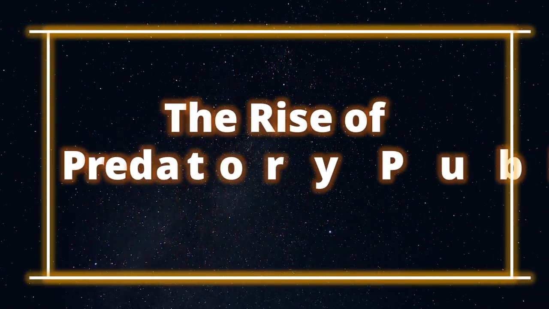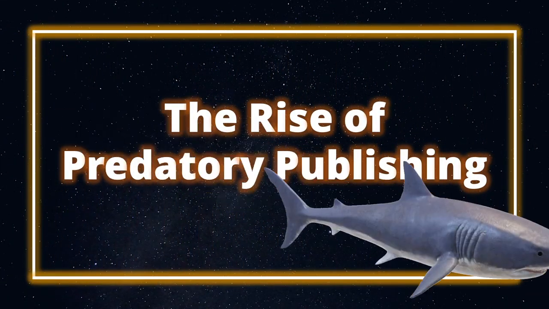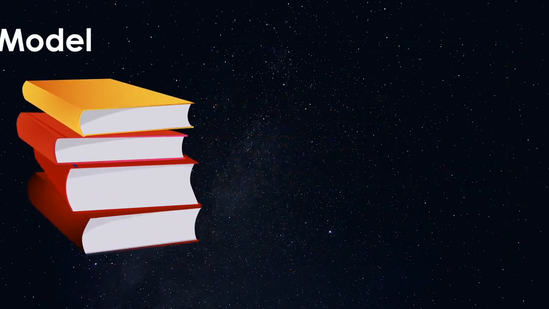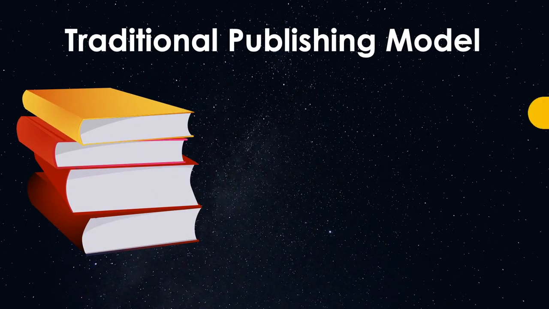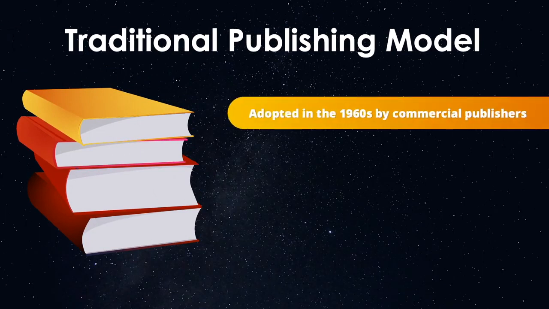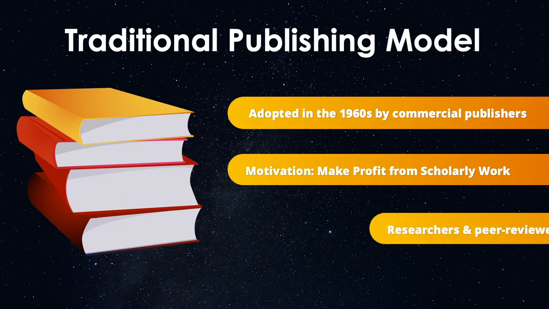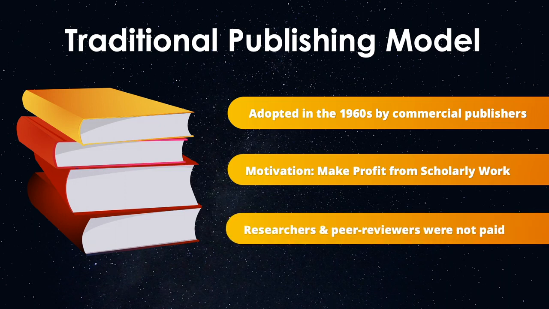Before we can look at what predatory publishing is, we first need to understand the publishing environment from which it emerged. The traditional publishing model was adopted in the 1960s by commercial publishers in order to make a profit from publishing scholarly work. The researchers and peer reviewers were not paid for their work on scientific papers.